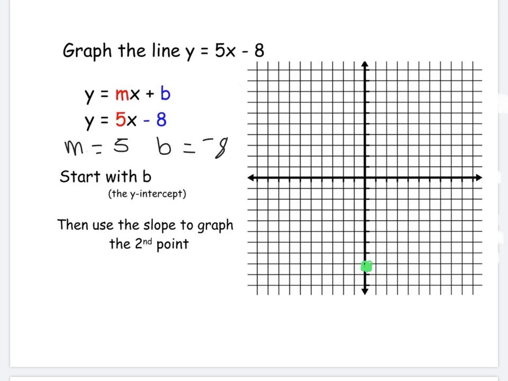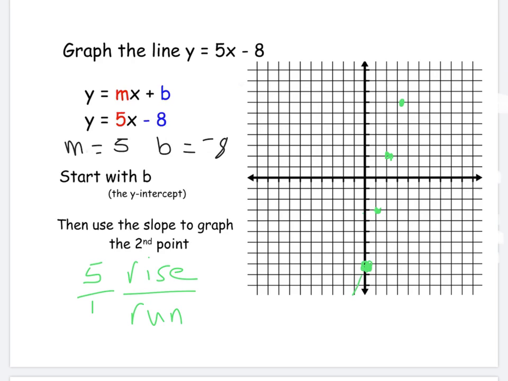Then I want to use my slope. My slope is 5. Remember, slope's technically a fraction because it's rise over run, so that would technically make it 5 over 1. So if it's rise over run, that means to get to my next point, I'm going to rise 5, and I'm going to run 1. So I'm going to get to my next point by going 5 up, 1, 2, 3, 4, 5, and 1 over. Then 5 up again and 1 over.